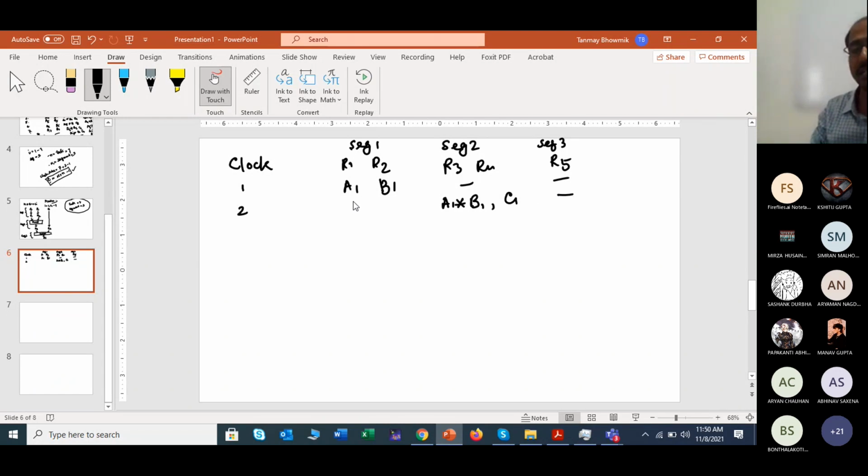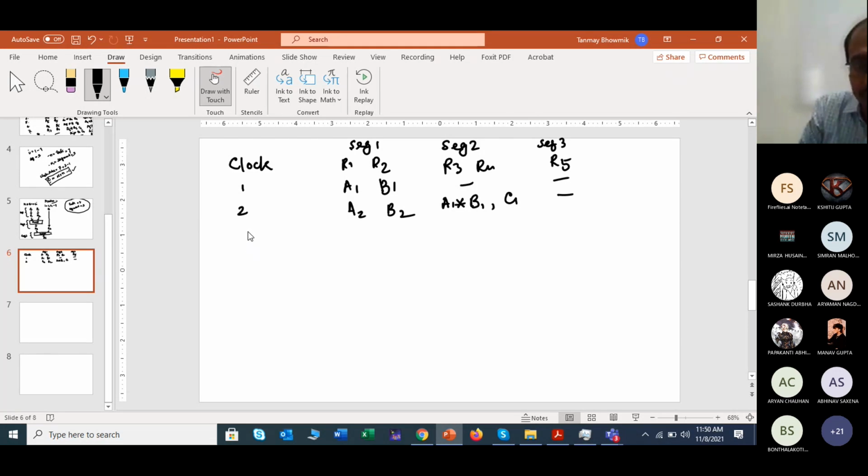R5 will not do anything. Previously, R1 and R2 were holding A1 and B1. Right now they have transferred their values into R3, so R1 and R2 are free. I hope you understand. So R1 will now hold A2, and R2 will now hold B2. Okay.